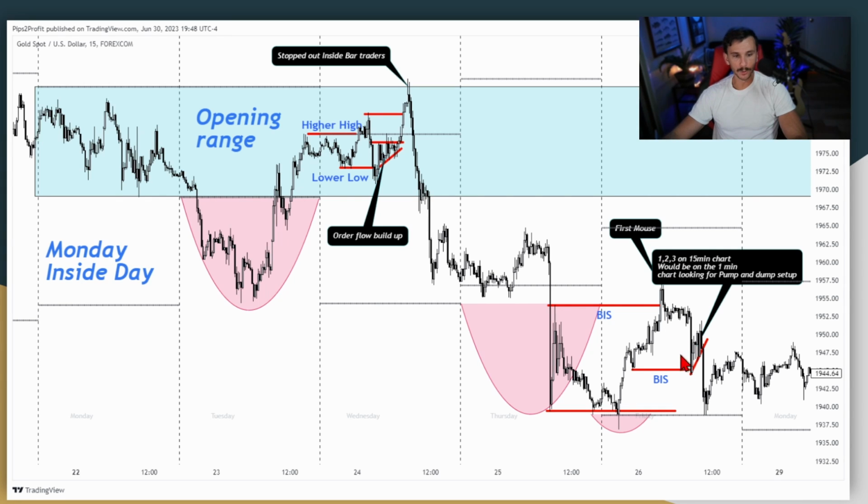Notice that they have now broke structure to the downside on the 15-minute chart. I think there was news here. And then there was a one drive, two drive, and three drive on the 15-minute chart.